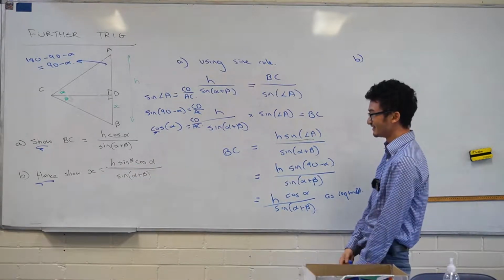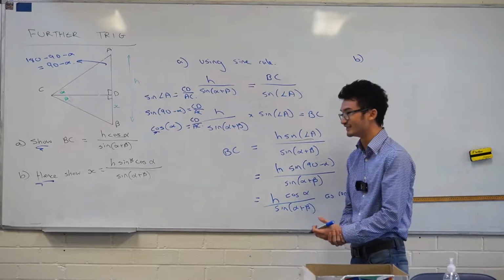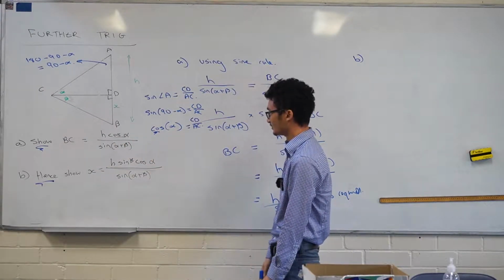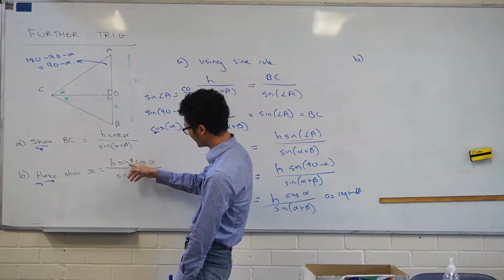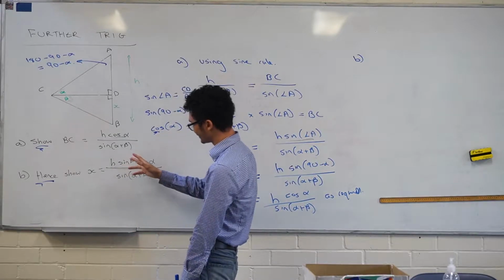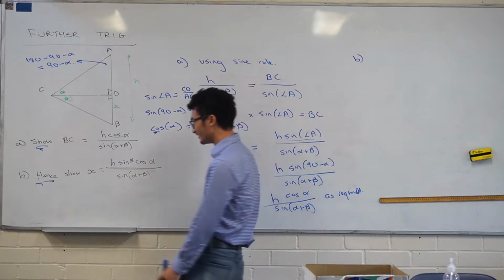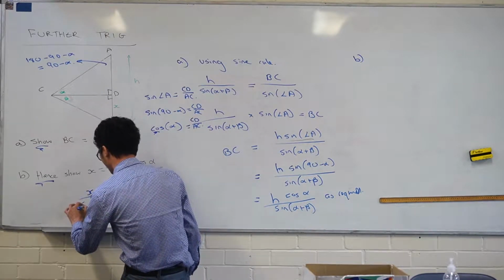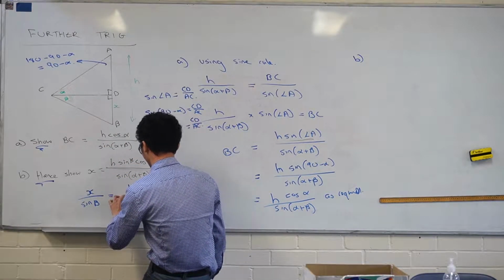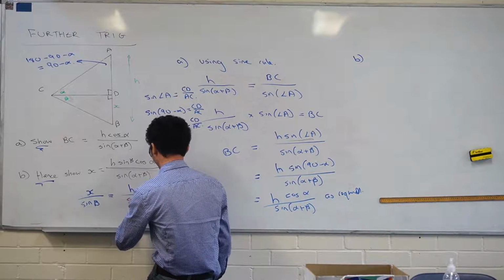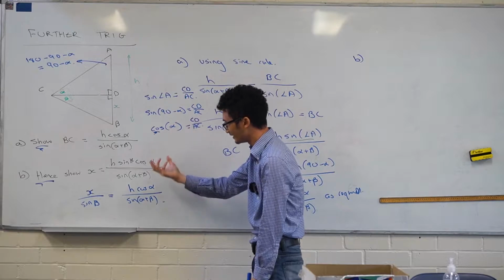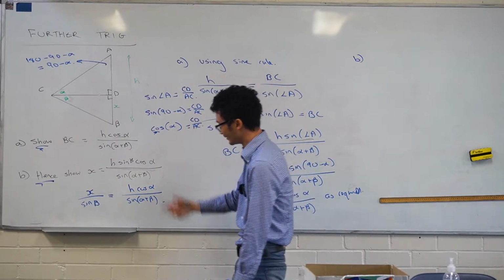So in a sense, you can almost reverse engineer this to try and see what they've done here. If I try and get this sine beta back to the other side, you just divide both sides by sine beta. So you're really trying to show that x on sine beta is equal to h cos alpha over sine alpha plus beta. Now, why have I done that? Well, again, this is not a part of the formal proof, by the way, but this is just a way to think about where I actually want to go from here.